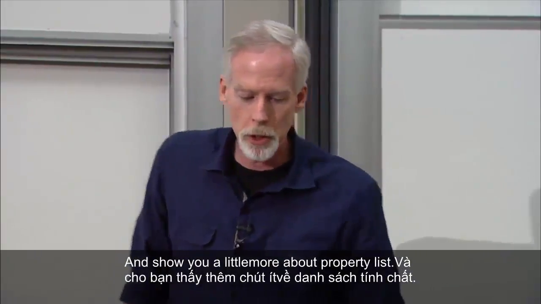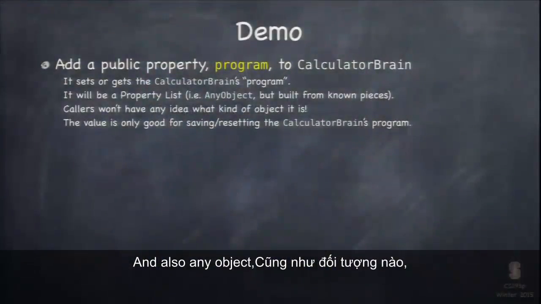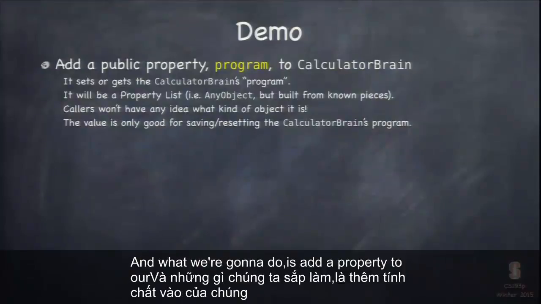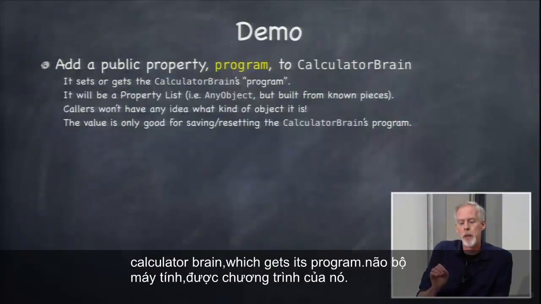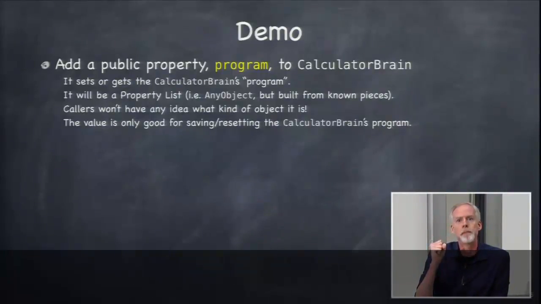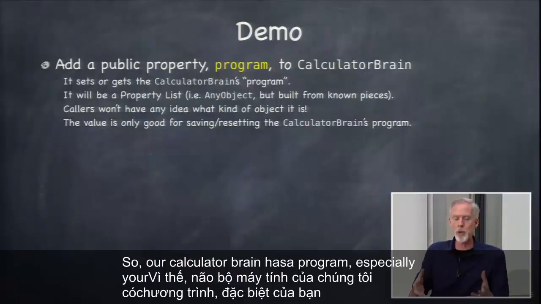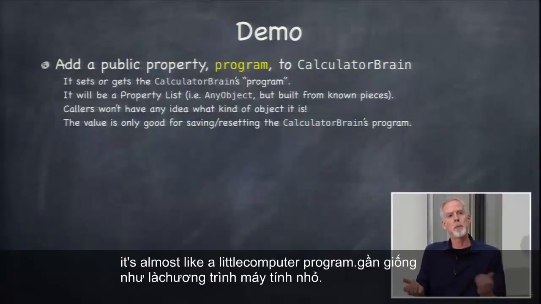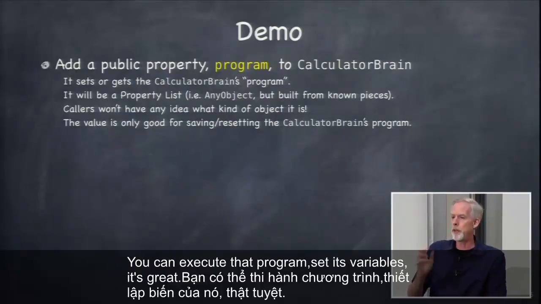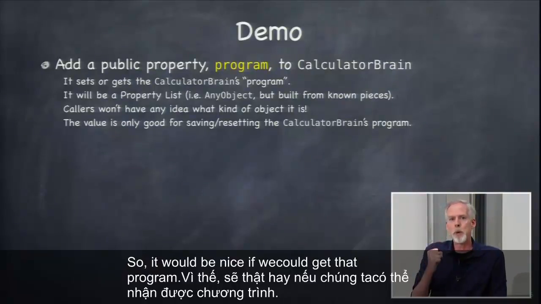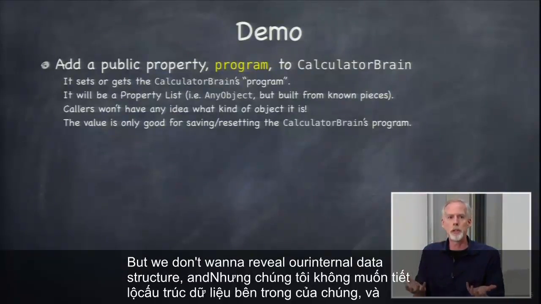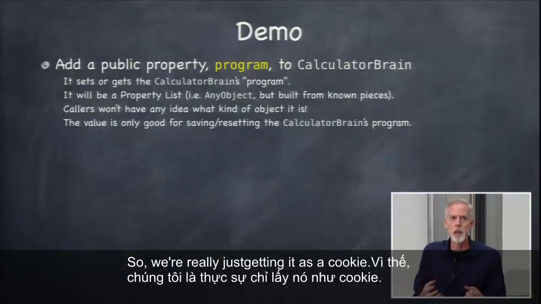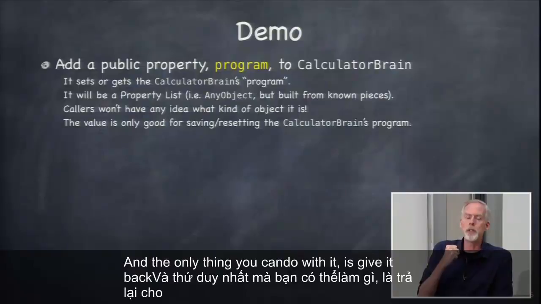All right, so I'm going to do a little demo here, show you a little more about property lists and also AnyObject, because you've never seen AnyObject in action. And what we're going to do is we're going to add a property to our calculator brain, which gets its program. Our calculator brain has a program, especially your versions where you added variables to it. It's almost like a little computer program, and you can execute that program, set its variables. It's great. So it would be nice if we could get that program. But we don't want to reveal our internal data structure, and there's nothing anyone can do with that program. So we're really just getting it as a cookie, and the only thing you can do with it is give it back.